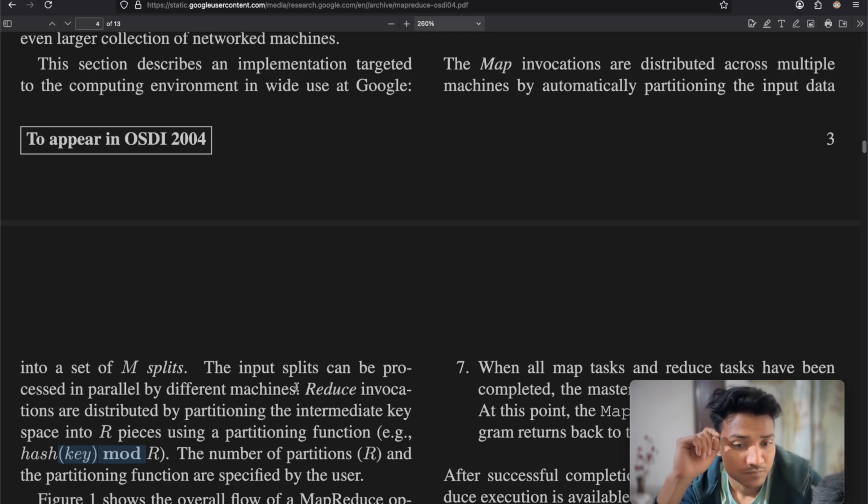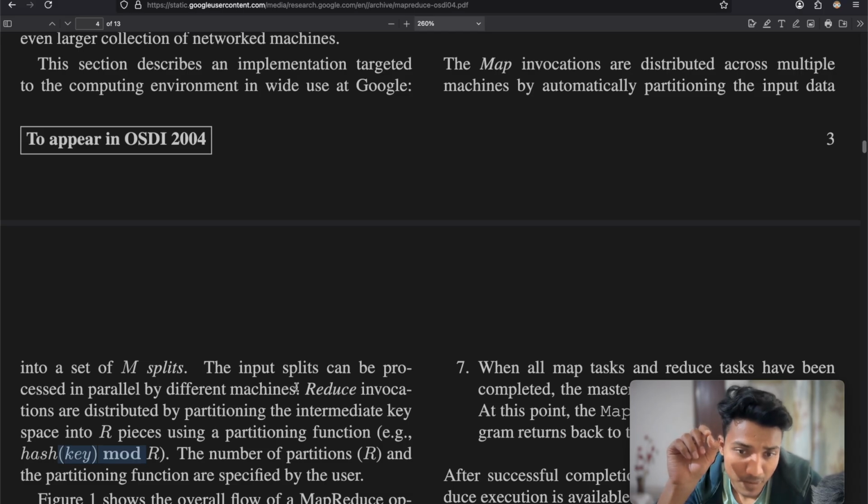Okay. So let's just say we have the intermediate keys. We have a lot of intermediate keys. Some are the same, some are not. And we take the space and we want to split it into R pieces, or partition it into R pieces. So one strategy could be that we take the hash of the key and mod it by R.